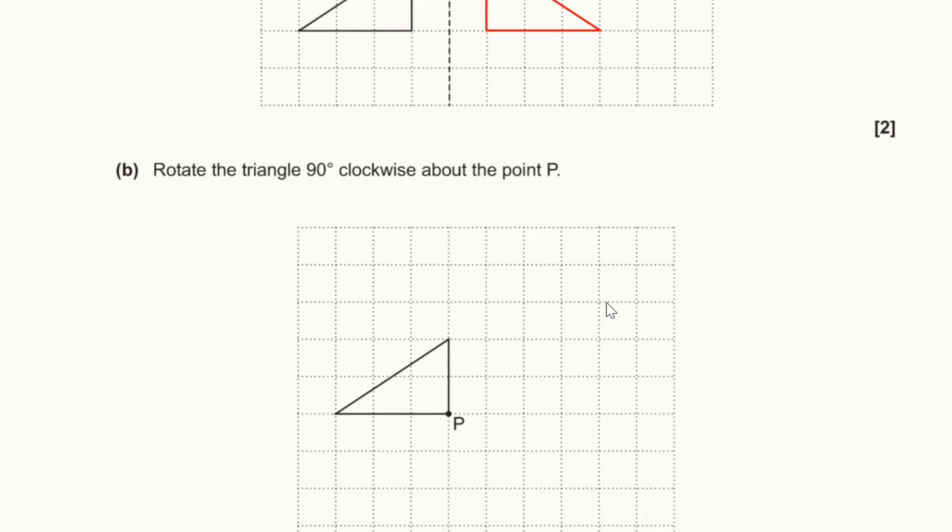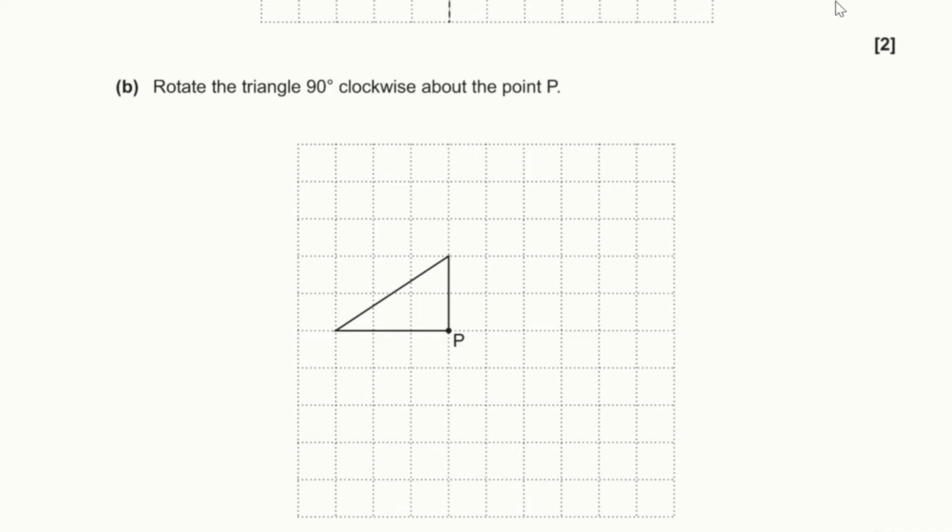Next, for part B, we have to rotate the triangle 90 degrees clockwise about the point P. Well, here we've got our original shape, and we are rotating it 90 degrees clockwise about the point P. So if I rotate about P, we end up with this over here. We have rotated clockwise. Here is the completed transformation.